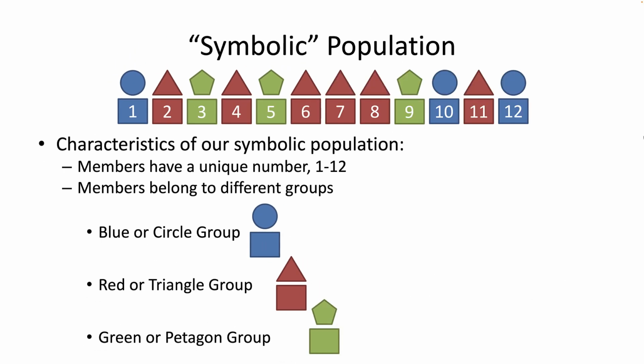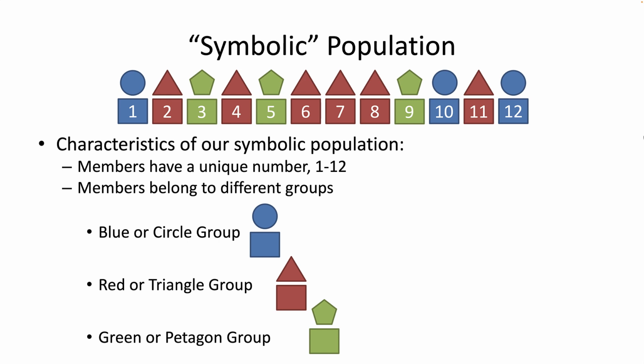Throughout this video, I'm going to be using this symbolic population to demonstrate the different sampling techniques that you can employ. Notice that our population has 12 members, and they have been given a unique number between 1 and 12. But also, members belong to different groups. We have members of the blue circle group, 1, 10, and 12, the red triangle group, 2, 4, 6, 7, and 8, and the green pentagon group, which is members 3, 5, and 9. So there are characteristics of the members that are unique, but there are also things that are in common between the population.